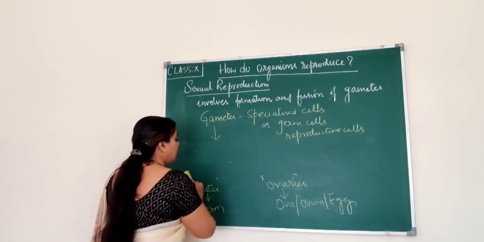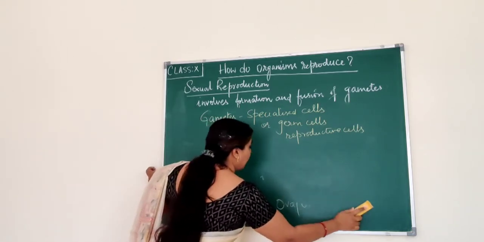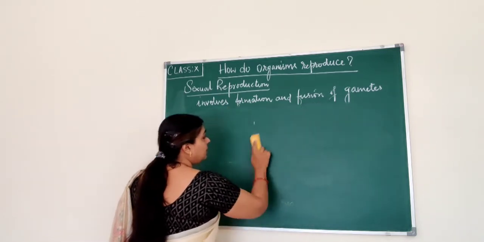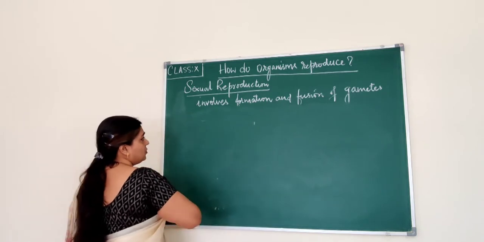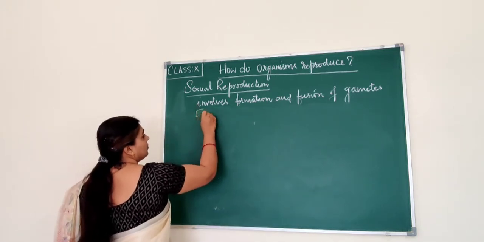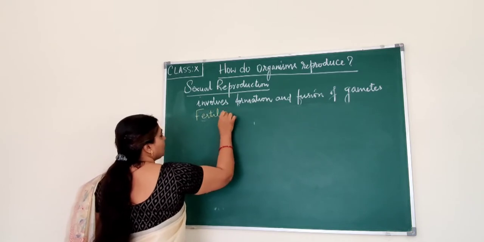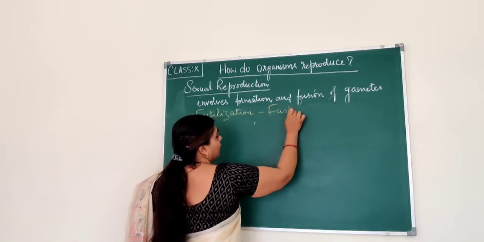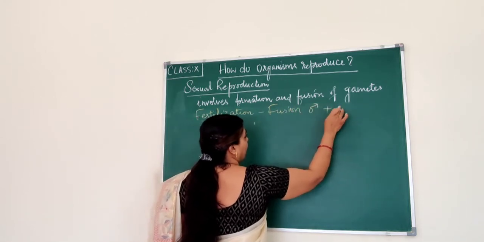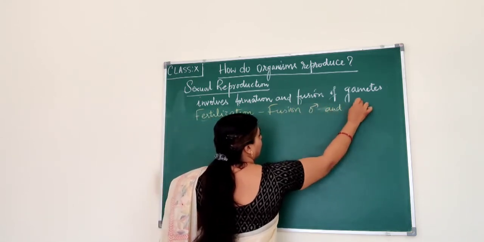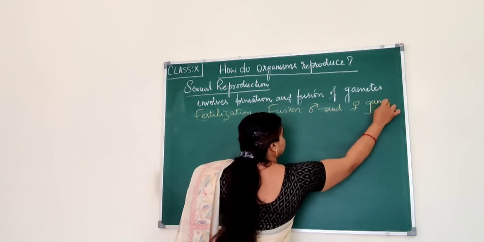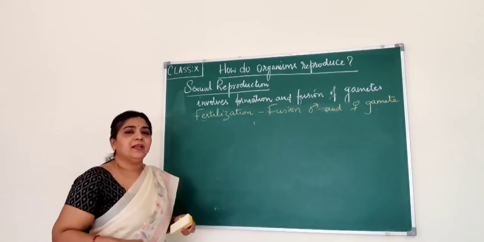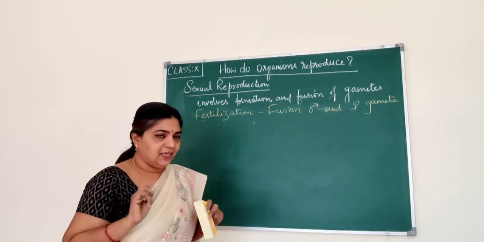Let us come back to the definition. It says that gametes are formed and fusion also takes place. So what is fusion? Fusion is nothing but fertilization. What is fertilization? It is the fusion of male and female gametes. The fusion of male and female gamete is called fertilization.